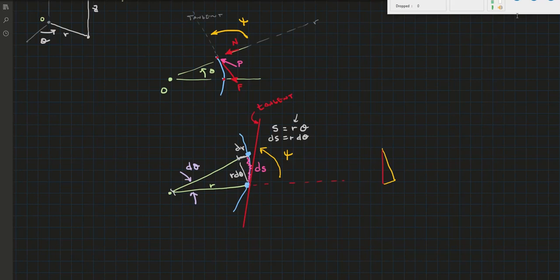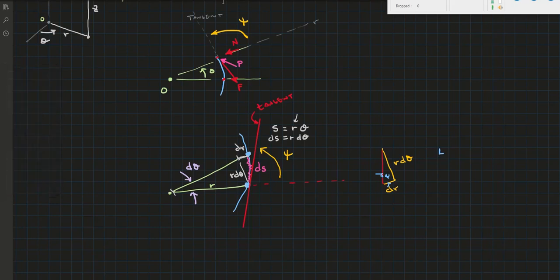In red, I'm just going to leave the words out. And again, this will be dr, and this is r dθ. And of course, this angle here between the red and this dr is ψ.